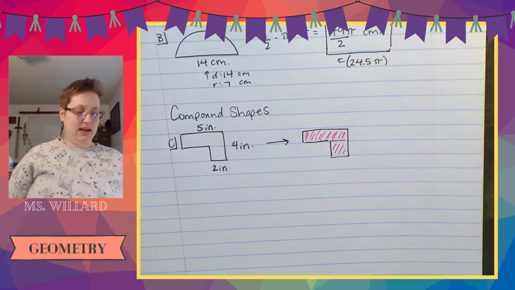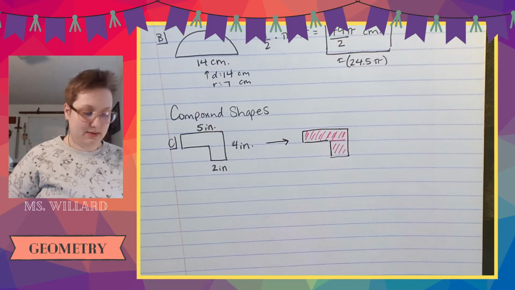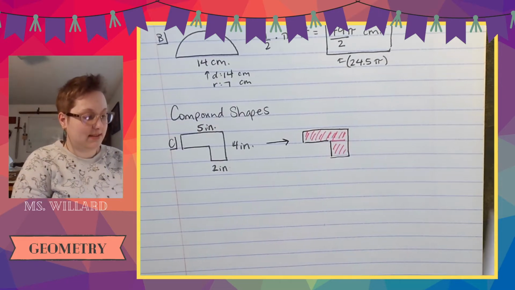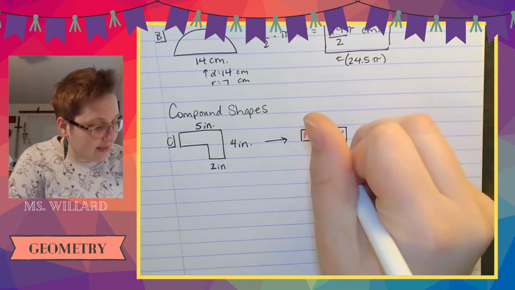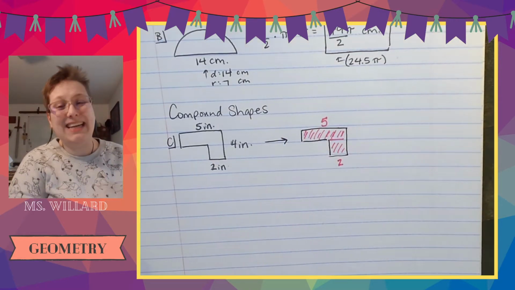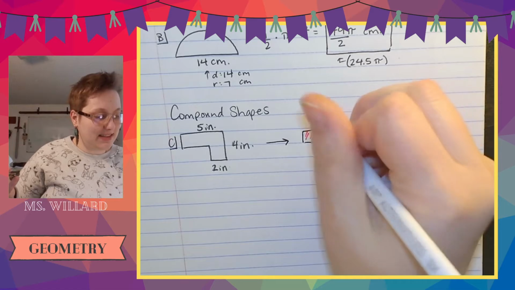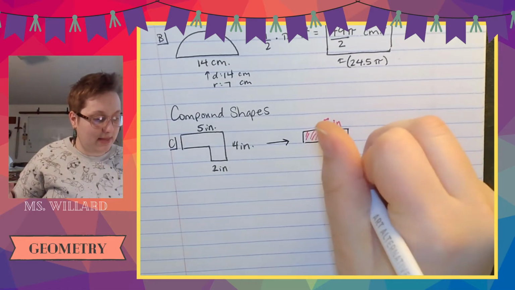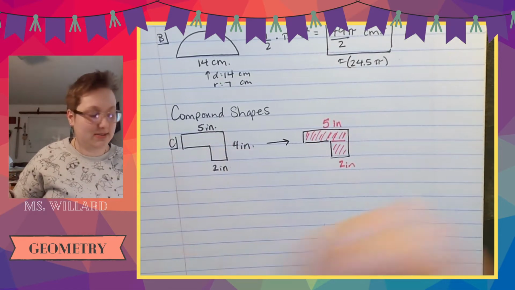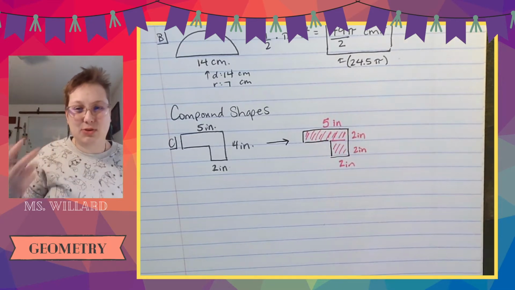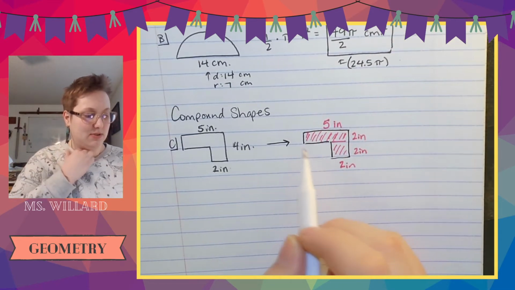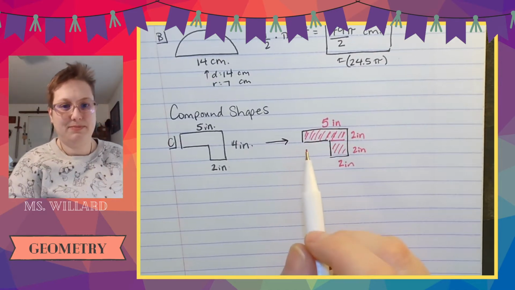It really doesn't. So in this case, what I'm going to do is I know this is a 5 and this is 2. And then because it doesn't tell me, I can assume that this is actually cut in half like it looks. So this would be 2 inches and this would be 2 inches. I can assume that. If it shows me other numbers over here, I probably can't assume that.